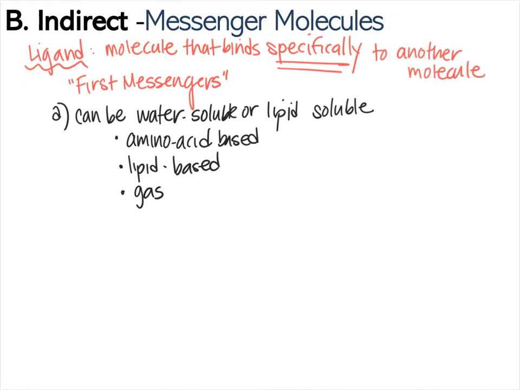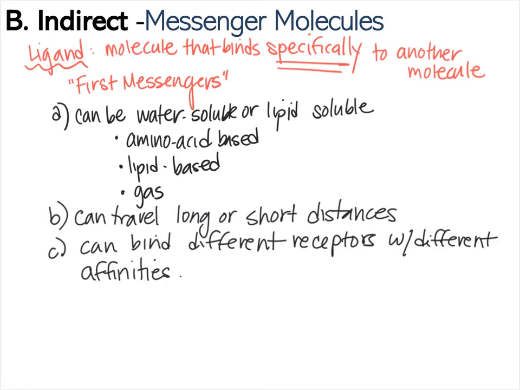Lipid based, some examples would be vitamin D3, estrogen, testosterone. Those are all lipid based messenger molecules. Or it could even be a gas, something like nitric oxide. Ligands can travel long distances, as we're going to see in a second, or just short distances. It just depends on how far away the two communicating cells are.